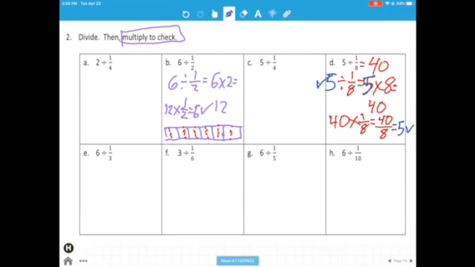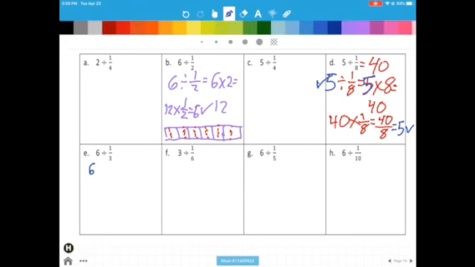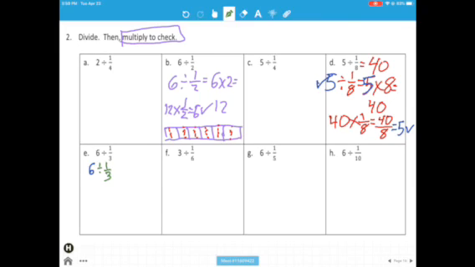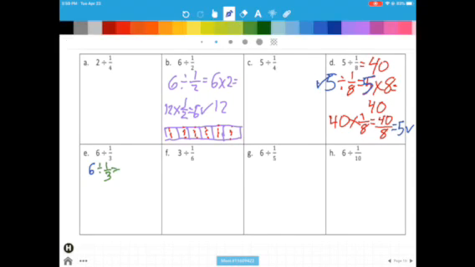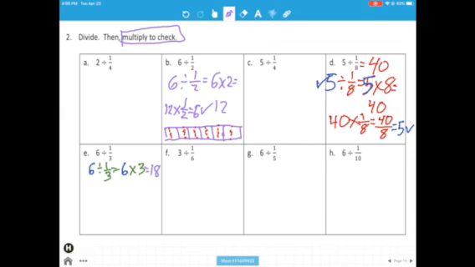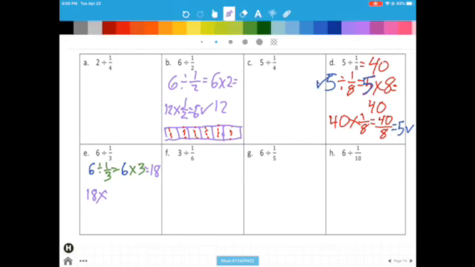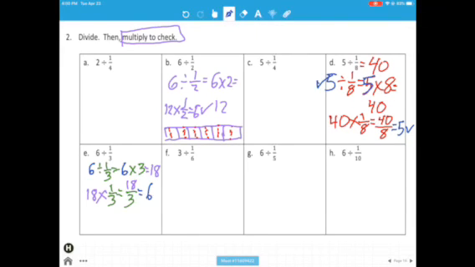All right, moving on to the next one. We have 6 divided by 1/3, and that is equal to 6 times 3, and our answer there is 18. So we're going to take our 18, we're going to multiply it to check. We're going to multiply it times the 1/3, and that will give us 18/3, which is 18 divided by 3, which is 6. So we have a check. We did that one correctly.